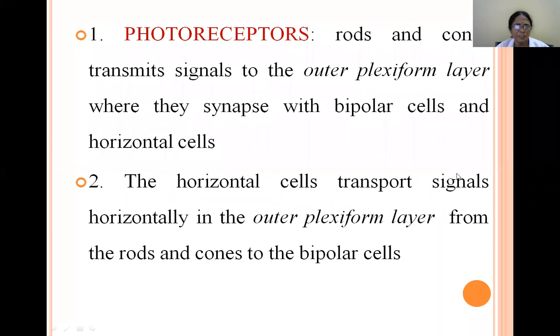The horizontal cells mainly transmit signals in a horizontal direction, that is, to the adjacent cells. The signals they receive from rods and cones are transmitted in a horizontal manner in the outer plexiform layer, to the adjacent cell structures. They also transmit the signals to the bipolar cells. Therefore, the outer plexiform layer consists of two types of cells: bipolar cells, which transmit signals vertically, and horizontal cells, which transmit signals horizontally to the adjacent cells.